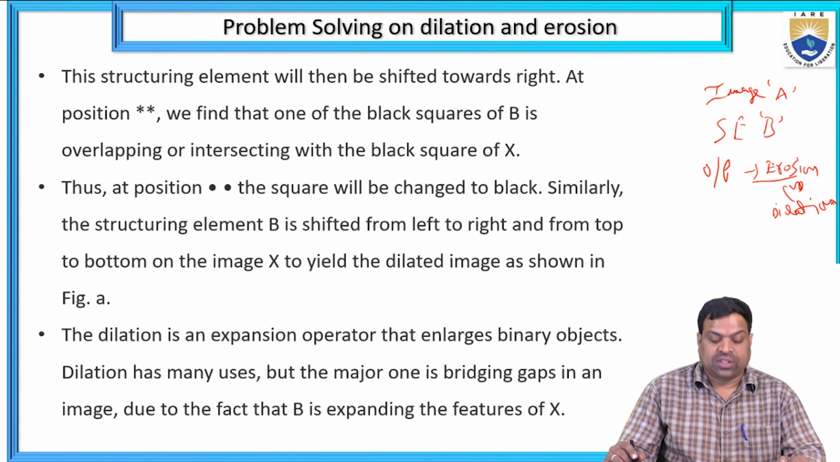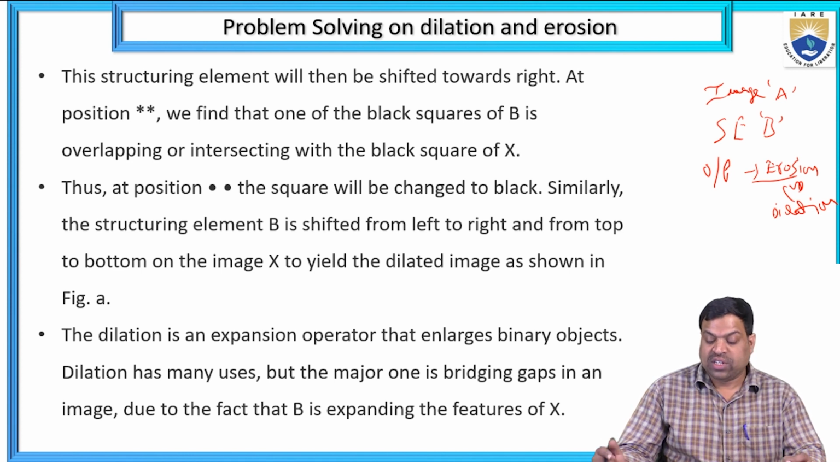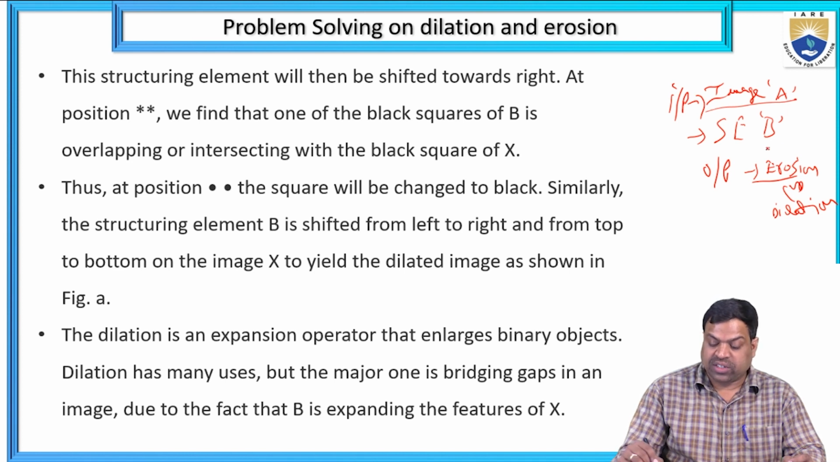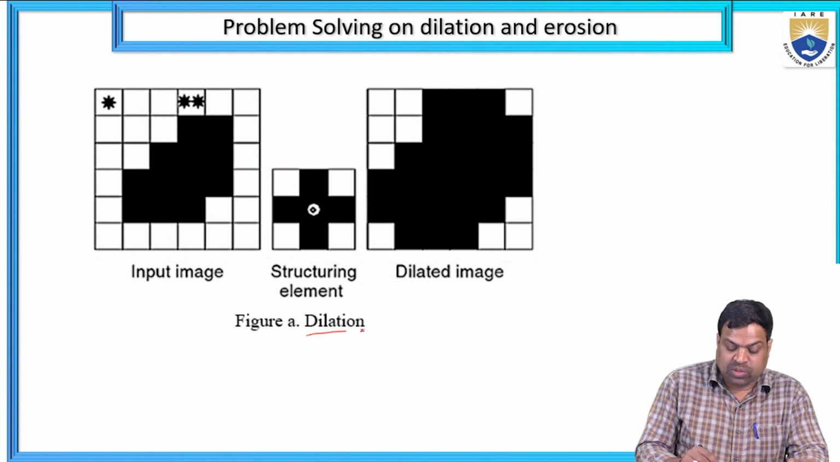Erosion or dilation. So dilation is an expansion operator that enlarges binary objects. Dilation has many uses, but the major one is bridging gaps in an image, due to the fact that B expands the features of X. The input image is A, the structuring element is B, and the output is an eroded or dilated output. So what is the technique of using? Erosion or dilation.